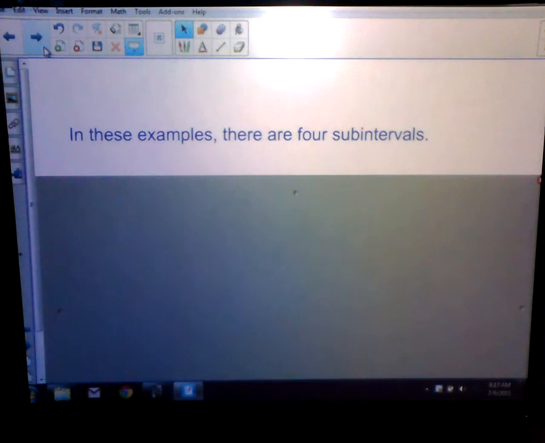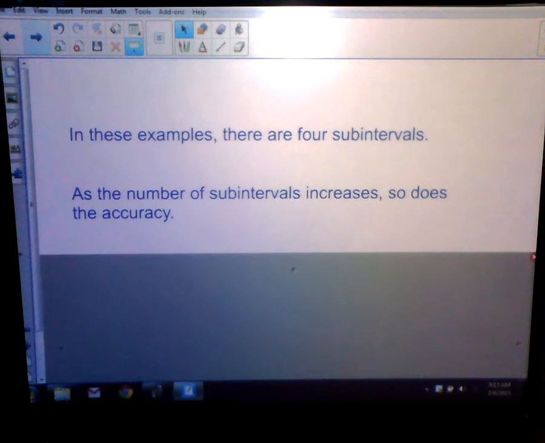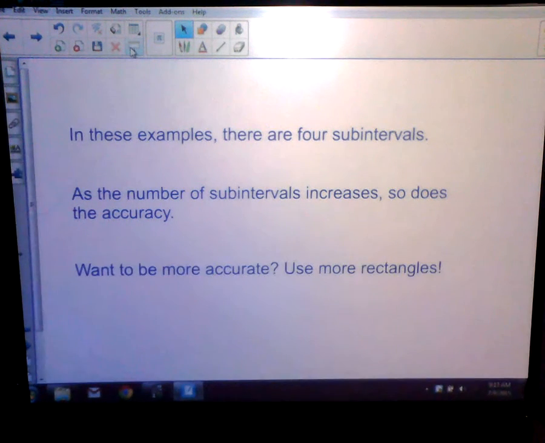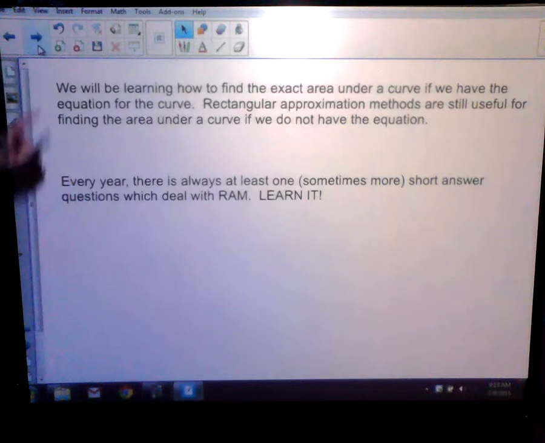These examples are 4 subintervals, 4 rectangles. As the number of subintervals increases, so does the accuracy of your RAM. Want to be more accurate? Use more rectangles. The problem with using more rectangles is you have more arithmetic because your table gets bigger. It will tell you how many rectangles to use in the problems.